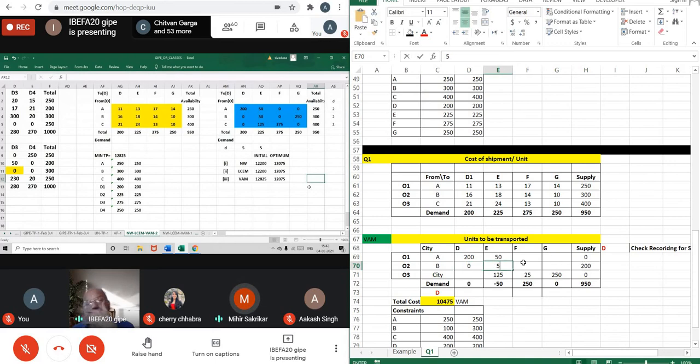Sir, I have a question. Why is VAM not the most optimum solution even though it considers the entire opportunity cost involved in transportation? That depends on the cost. Sir, but we are allocating as per the opportunity cost, no? So it should be the most optimum, no?